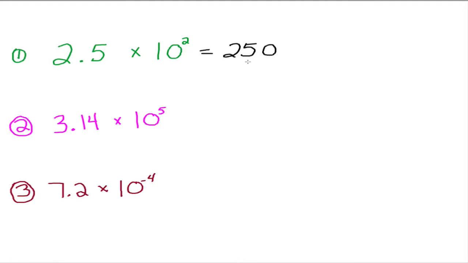Now in reality, you probably wouldn't do that, but scientific notation is used when your numbers are really large, and you would not want to write them out with 15 zeros.